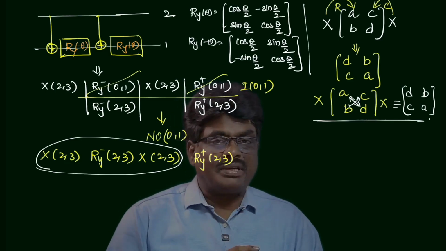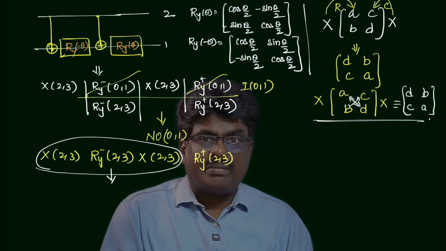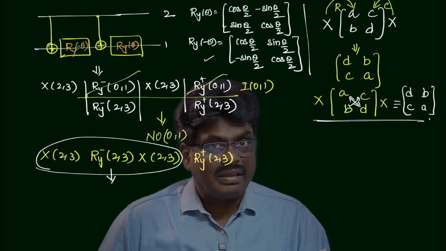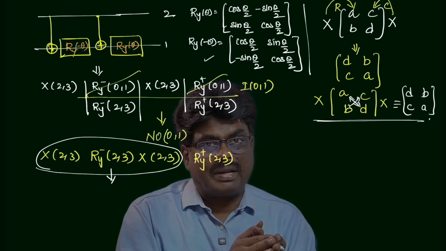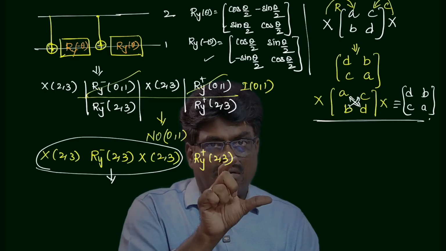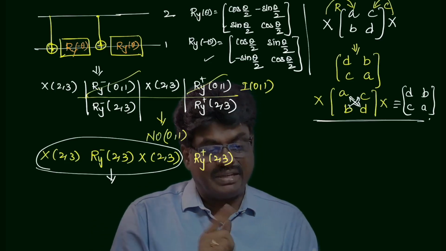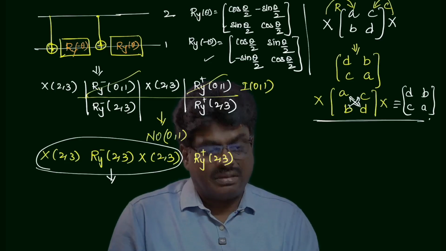This is a small observation. So then here I'm X Ry minus X. Now go to Ry minus. Earlier I said one point: please observe carefully that Ry theta and Ry minus theta, if you interchange the diagonal elements, first diagonal elements interchange and second diagonal elements interchange, then you will get the other one. So here Ry minus theta, just interchange.